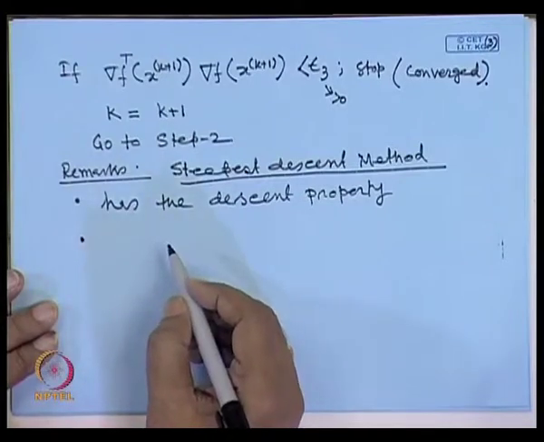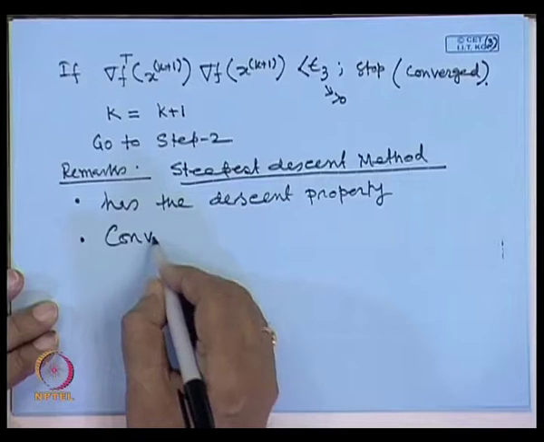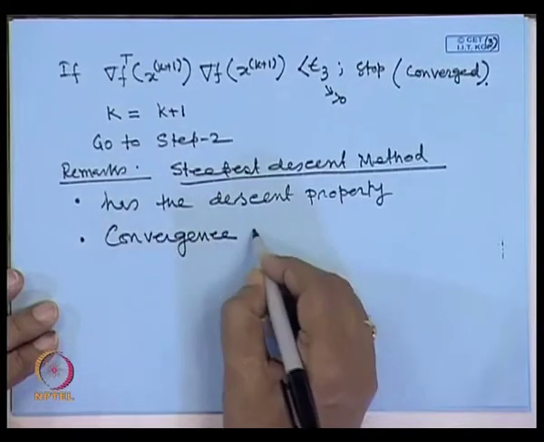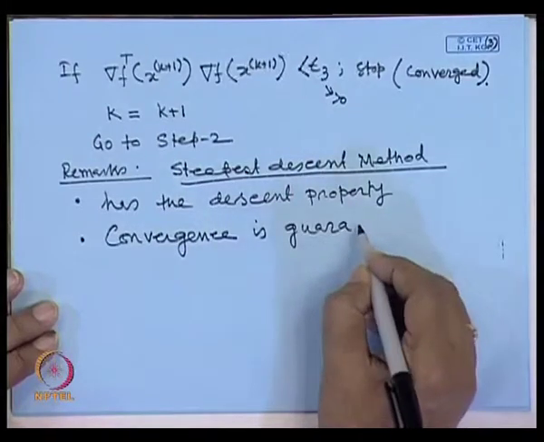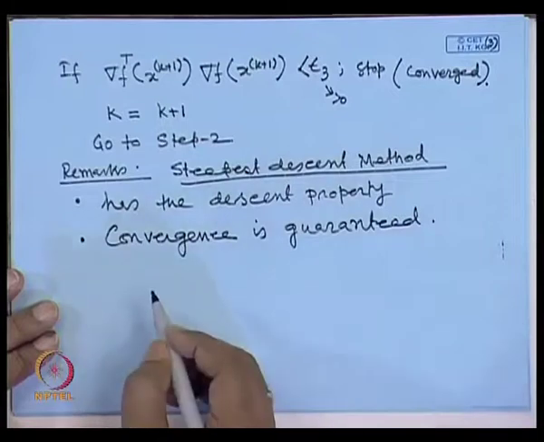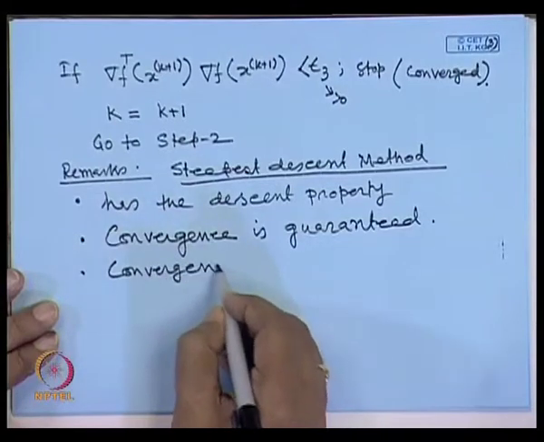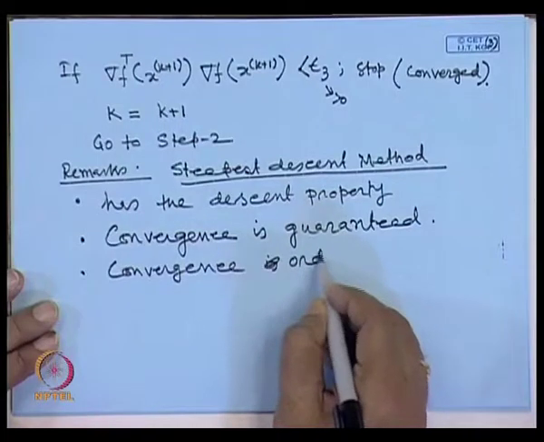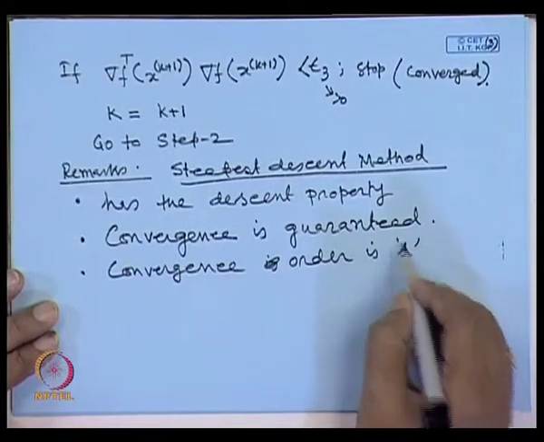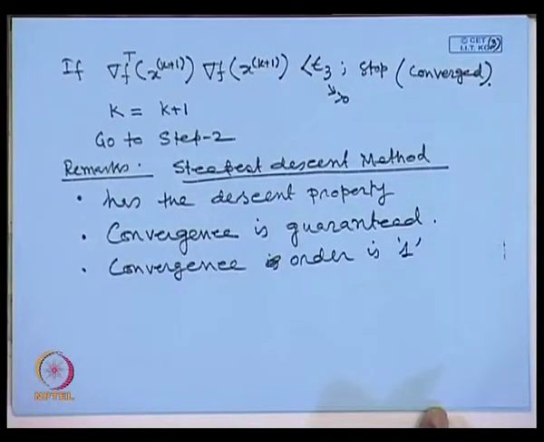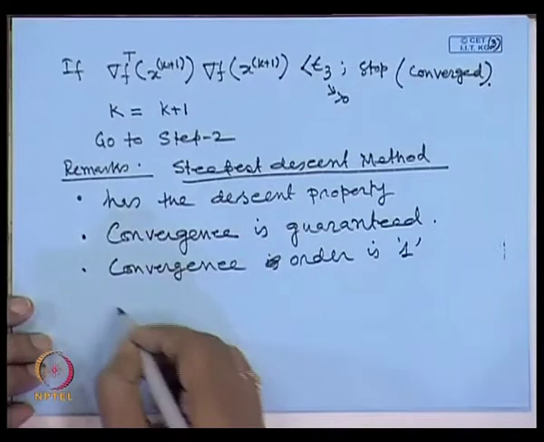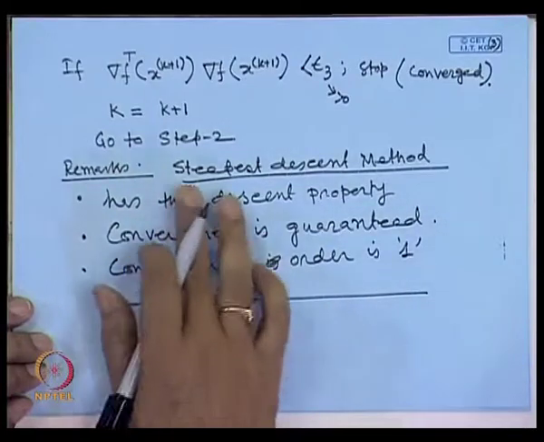Second, convergence is guaranteed. And third, regarding the convergence rate, the convergence order is 1. So, convergence is very slow for this one, but it is much better than the gradient method. Agree? So, next we will see some other technique which is much faster than the steepest descent method, that is called the conjugate gradient method.